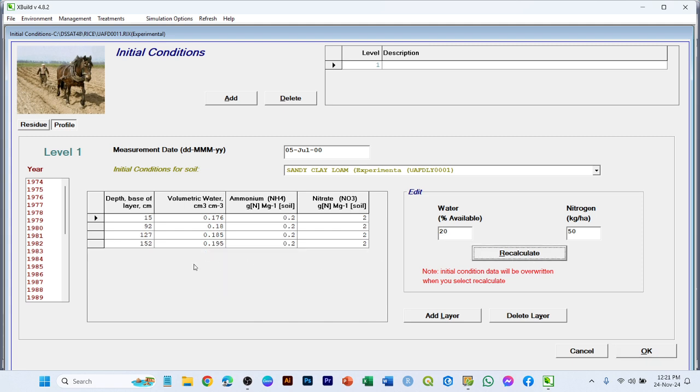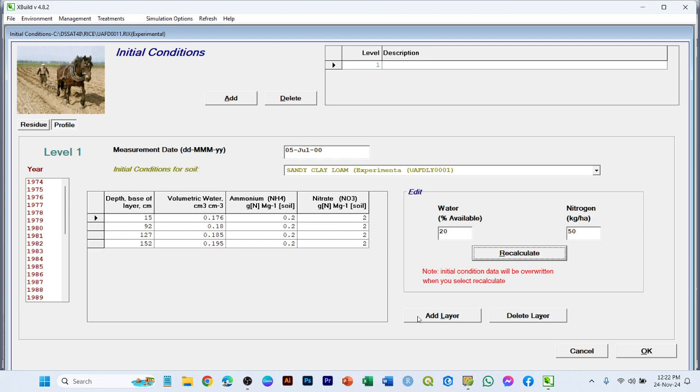If you don't have all these values at different depths, don't worry. You should have these two things in your mind or in your calculation. So the model will calculate at different depths automatically. So this is the depth up to 152 centimeter. Normally we can't go to more than 50 centimeters. So these two values will make the difference and make the calculation of input data easy.